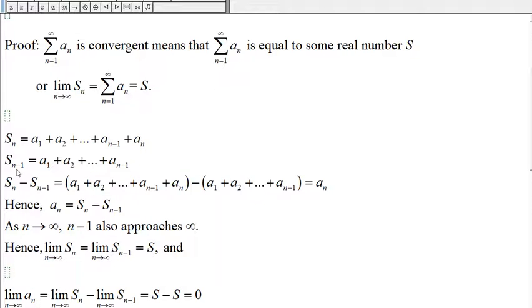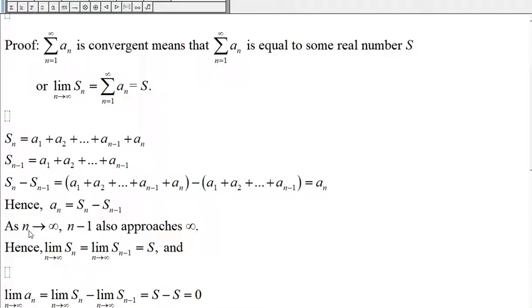The partial sum s sub n minus 1 is the sum of the first n minus 1 terms. So it's a sub 1, a sub 2, all the way up to a sub n minus 1. And now we do s sub n minus s sub n minus 1. So it's all of this minus all of this. And the only thing that's left is a sub n, because a sub 1 will cancel out with a sub 1, a sub 2 will cancel out with a sub 2, a sub n minus 1 will cancel out with a sub n minus 1. So we end up with a sub n equal to s sub n minus s sub n minus 1.